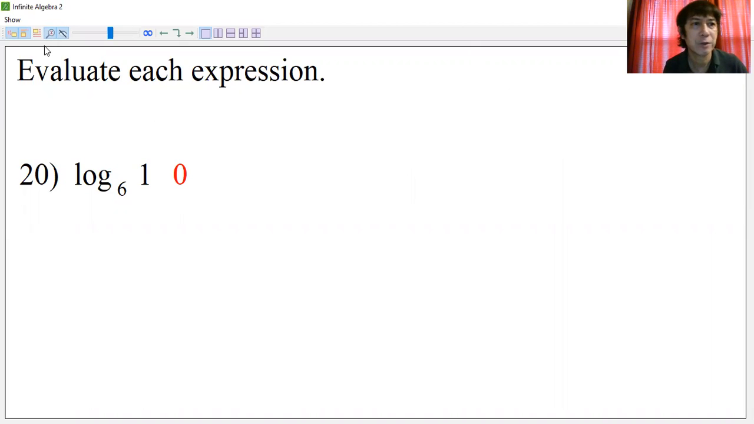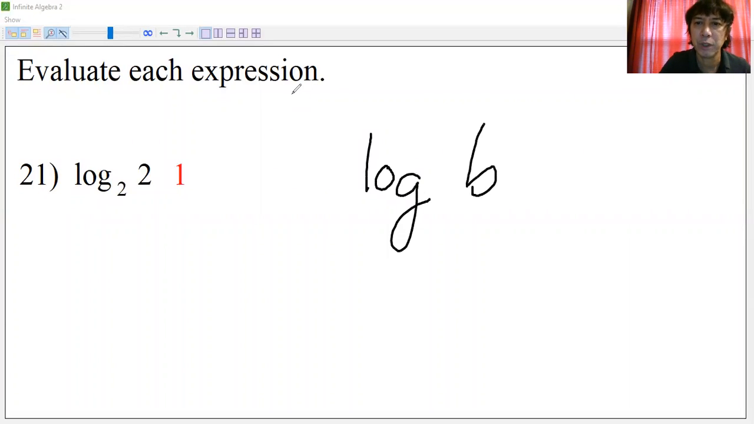Let's continue with the next. Let's have number 21. Okay, the answer is, of course, 1. You can see the base and the number are equal. Therefore, this is 1. So we will not solve that anymore because we are familiar with the property. If you need to recall the property, that's logarithm of the number b to the base b. If you have this equal to this one, then the answer is 1. So don't forget that particular rule.